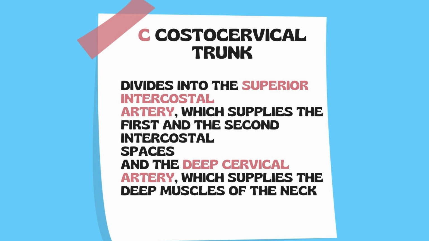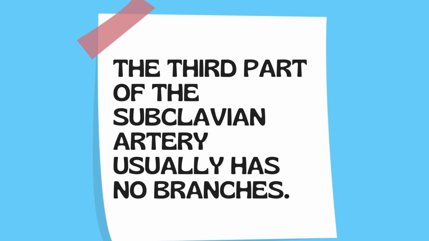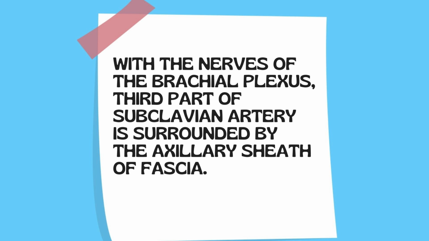The costocervical trunk divides into the superior intercostal artery that supplies the first and second intercostal spaces, and the deep cervical artery that supplies the deep muscles of the neck. The third part of the artery usually does not have any branches, but occasionally it can give two branches: the superficial cervical artery or the suprascapular artery. With the nerves of the brachial plexus, the third part of the subclavian artery is surrounded by the axillary sheath of fascia. So this was all about the arteries of the head and the neck.